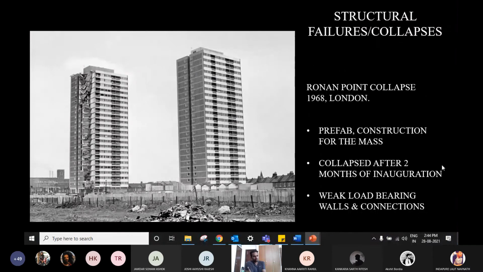OK, so the next lecture series would be about structural collapses or failures. And as I told, we're going to learn from structural failures what happened and how to design in a better way. Now, this particular example is from the UK, which happened in 1968 in the outskirts of London. So this building is called Ronan Point.